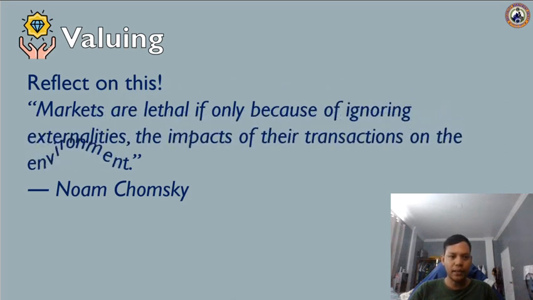Markets are lethal only because of ignoring externalities, the impacts of their transactions on the environment, by Noam Chomsky.